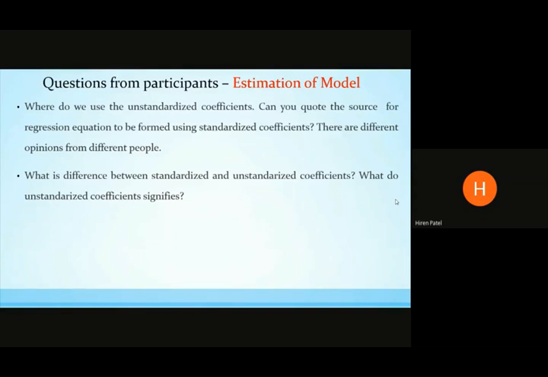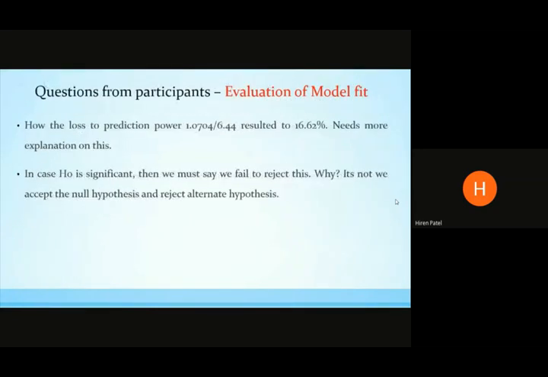Moving further, what is the difference between standardized and unstandardized coefficient, and what do unstandardized coefficients signify? Probably I answered this while answering the earlier questions. Moving further, how the loss of prediction power 1.0407 divided by 6.44 resulted to 16.62% needs more explanation.